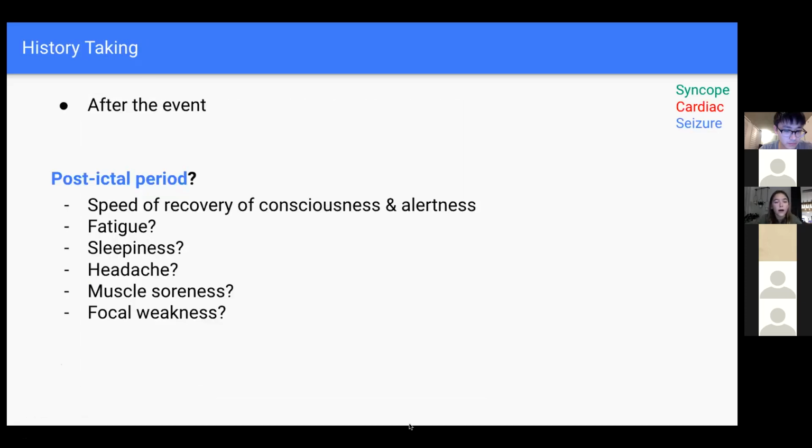Okay, so for after the event, this is a big one: see if there are signs of a post-ictal period, which is a big clue that this could be a seizure. What I mean by a post-ictal period is a period after the event of loss of consciousness where the person takes a long time to recover consciousness and alertness. Other signs could be fatigue, sleepiness, headache, muscle soreness, focal weakness. These are things that would make you think of a seizure.